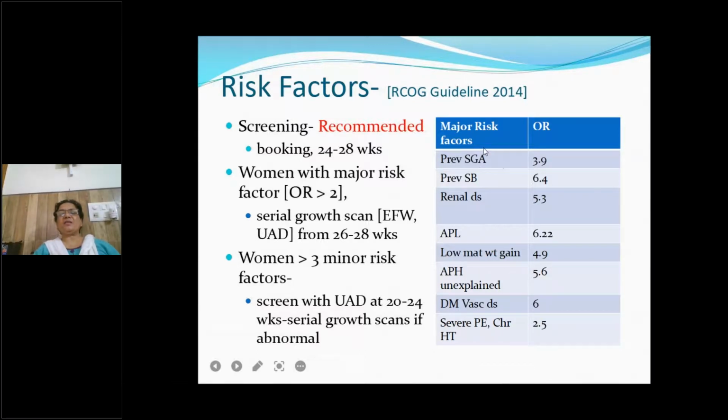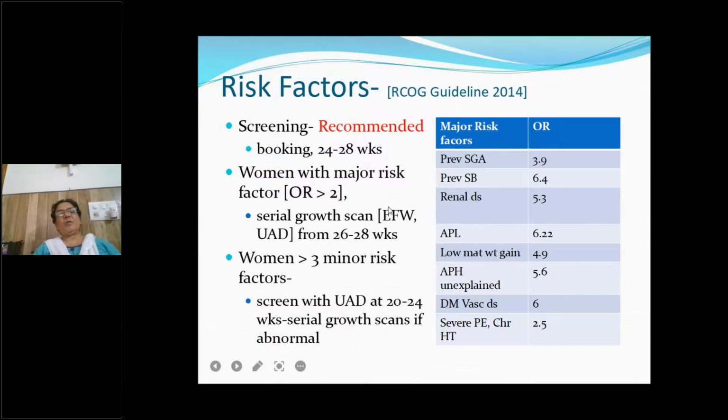These are the factors which are very major and associated with a very high odds ratio of developing fetal growth restriction. So women who have a major risk factor, that is when the odds ratio is more than 2, should have a serial growth scan for the early detection of fetal growth restriction. And for women who have minor factors, which I have not listed because there are many, you can screen them with an umbilical artery Doppler at 20 weeks and uterine artery Doppler at 20 weeks, and then the serial growth scan if it is abnormal. So this is one of the models which is recommended by RCOG.